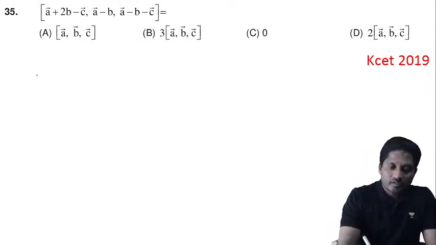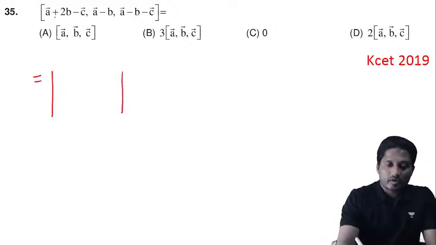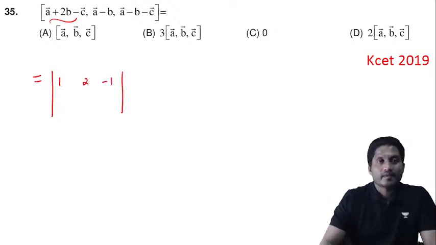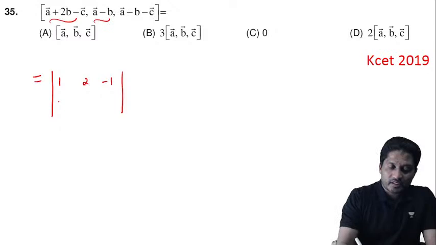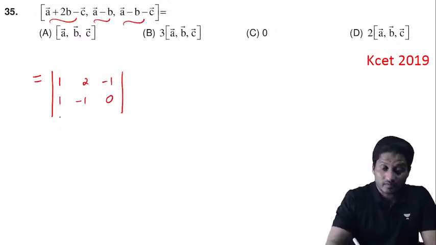Alright, now listen, box of ABC is always a determinant, right? Follow carefully. Box of ABC is always a determinant. First row will be components of this, that is 1, 2 and minus 1. Second will be A minus B, that is 1, minus 1 and 0. Last is A minus B minus C, 1, minus 1, minus 1. Into you have box of ABC.